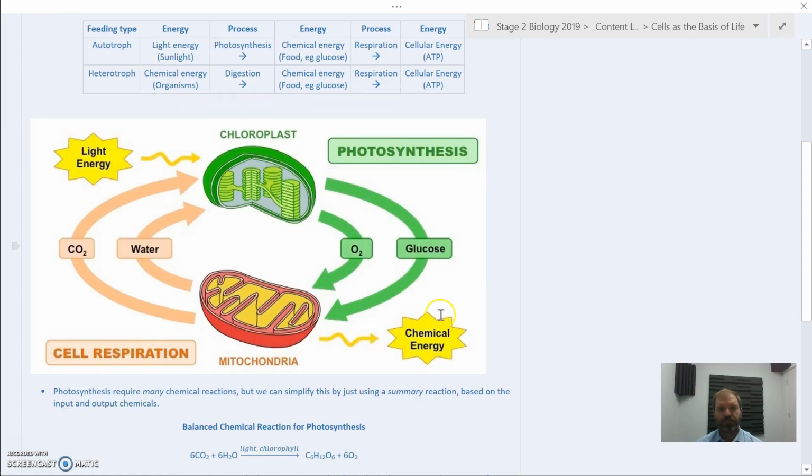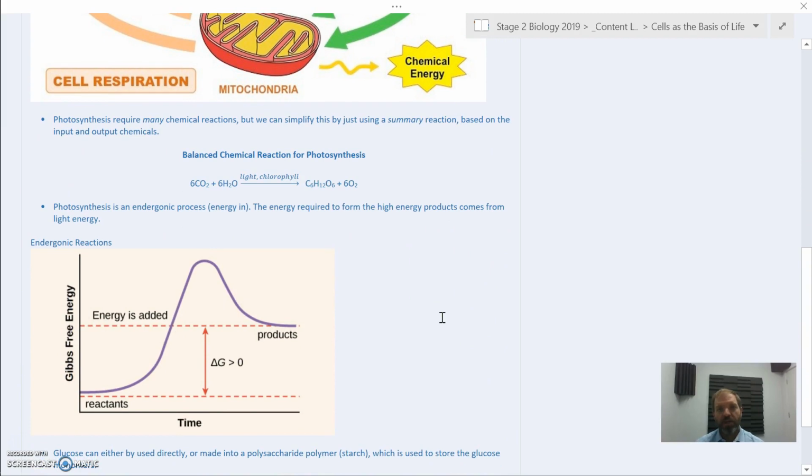So in terms of looking at the chemical equations for that, photosynthesis actually requires many chemical reactions, but in order to simplify it, we don't show all of those at once. We tend to show what we call a summary reaction that just shows the inputs and outputs, and at this level for year 12 we're looking at a balanced chemical reaction for that. So what we have here is 6 molecules of carbon dioxide combines with 6 molecules of water, using light as the energy and chlorophyll as the catalyst to produce 1 molecule of glucose, C6H12O6, and 6 molecules of oxygen.